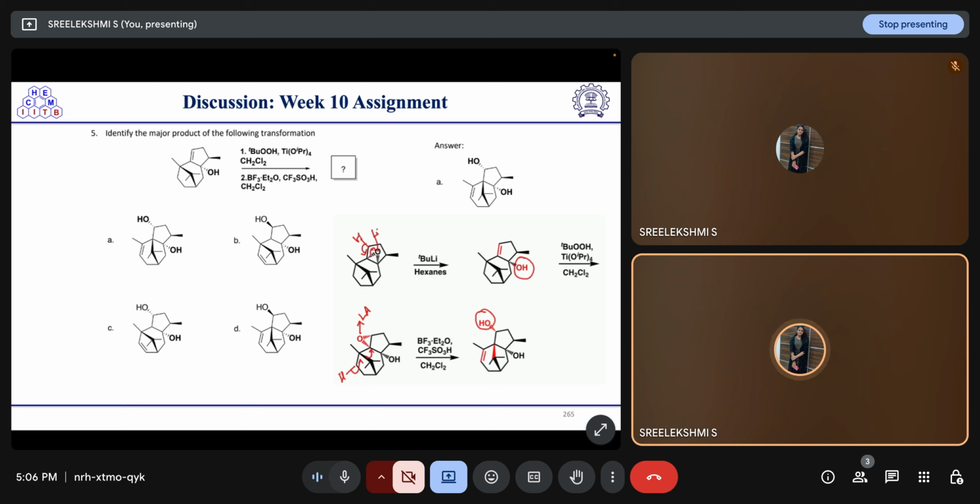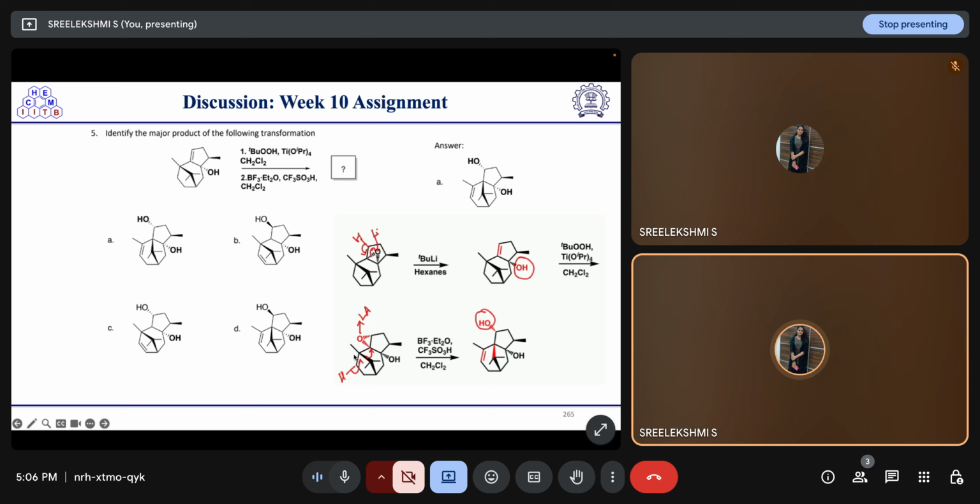So here what is happening? It is starting from this one. Under this tertiary butyl hydroperoxide and titanium tetraisopropoxide, this double bond will get converted into this epoxide. This epoxide will be forming from the same side as that of this hydroxyl group. So this is a hydroxy directed epoxidation.